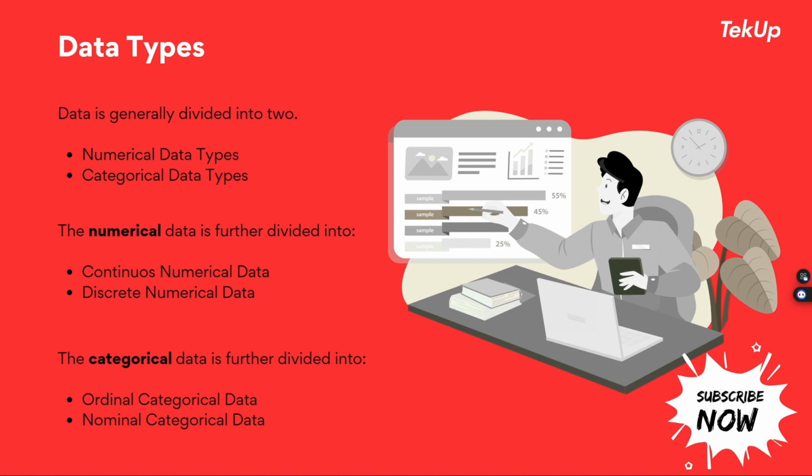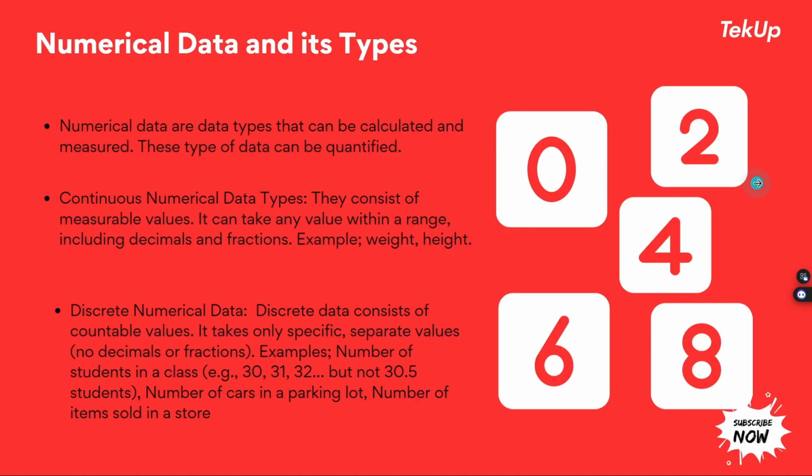The next thing we need to understand is that the numerical data is further divided into two: the continuous data and the discrete numerical data. The categorical data is further divided into two also: the ordinal categorical data and the nominal categorical data. Now let's go ahead and see what that means.